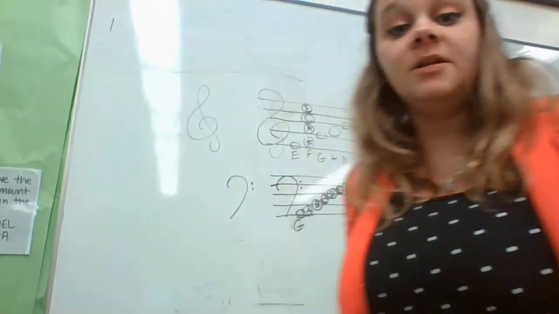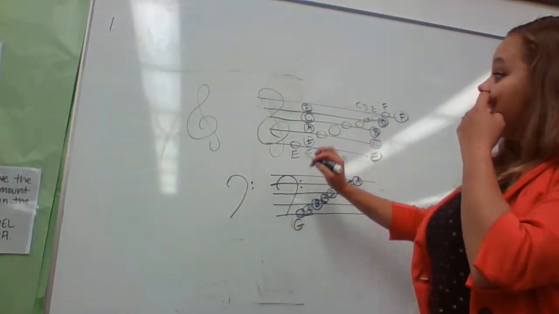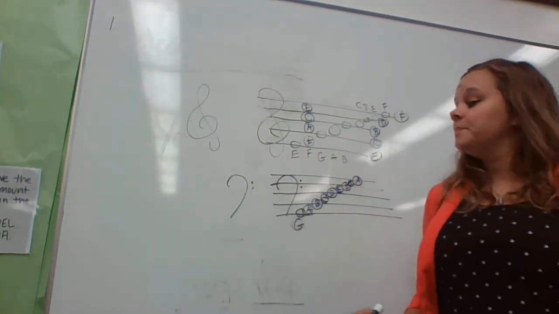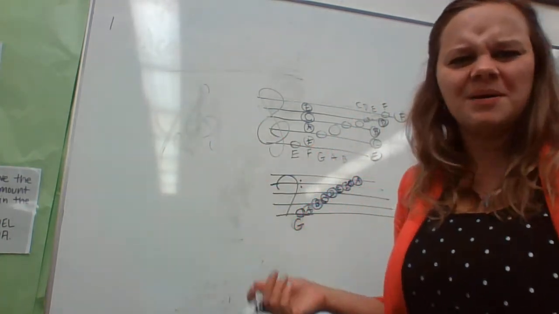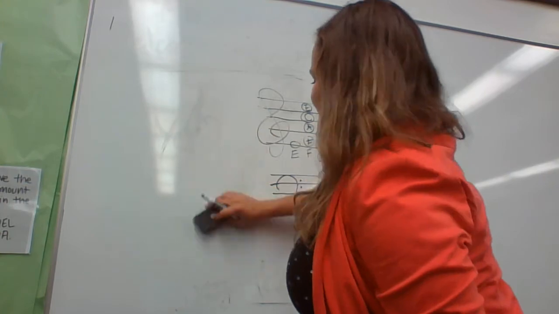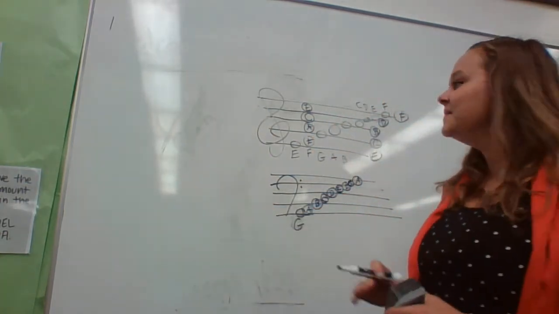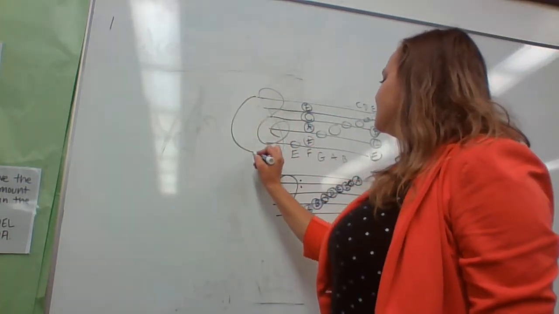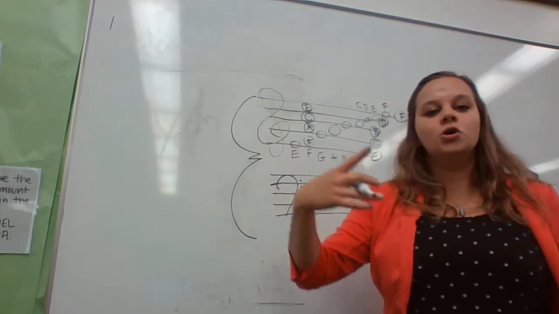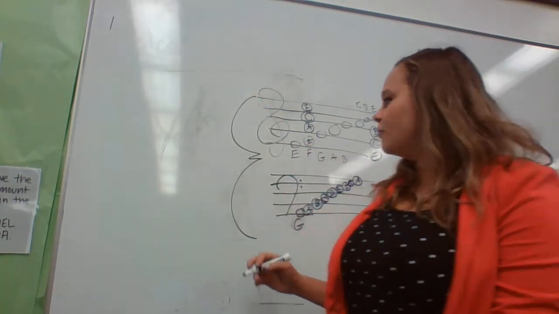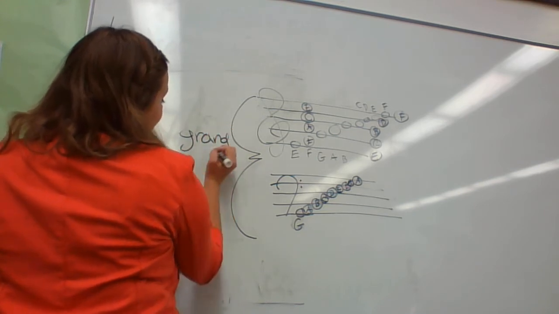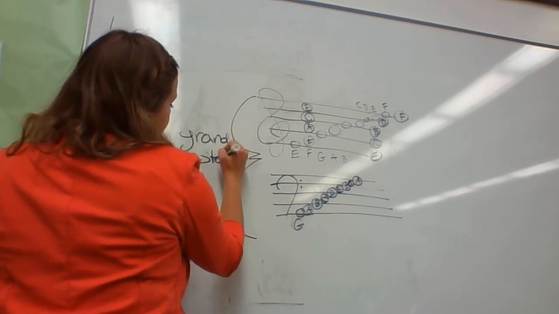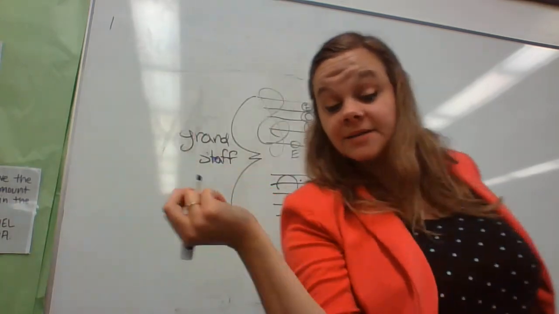So those are the notes in treble clef and bass clef. If we tie them together, I have a brand new eraser. Why am I using my hand? Okay, now I smeared it. If we tie them together, it's called the grand staff. Okay? So instruments like the piano play in the grand staff.